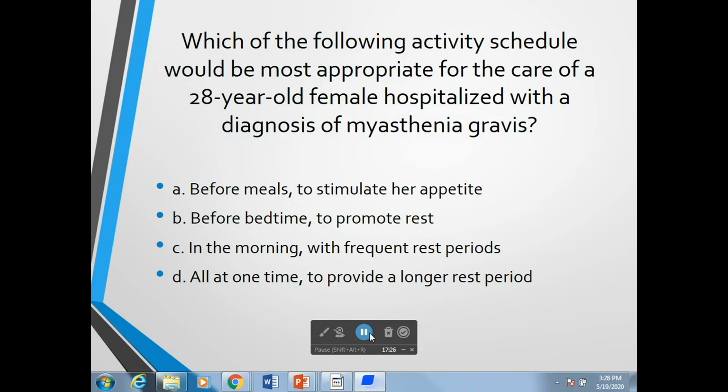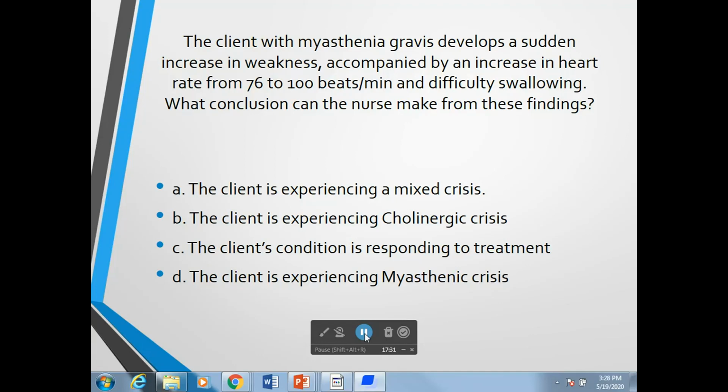Next question. The client with myasthenia gravis develops a sudden increase in weakness, accompanied by an increase in heart rate from 78 to 100 beats a minute, and has difficulty swallowing. Which conclusion can the nurse make from these findings? A, the client is experiencing a mixed crisis. B, the client is experiencing cholinergic crisis. C, the client's condition is responding to treatment. Or D, the client is experiencing myasthenic crisis.